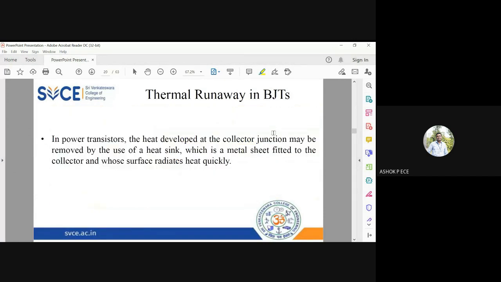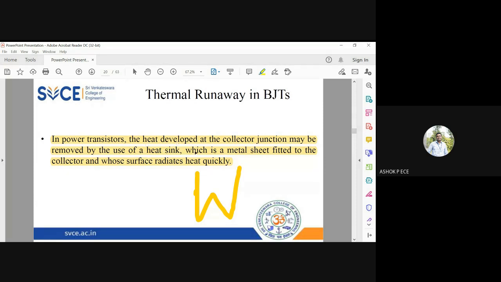This is for a normal transistor. If you are using a power transistor, the output power will be in the order of watts. So enormous amounts of heat will be produced in the collector junction, which has to be quickly removed. If the heat accumulates in the collector junction, it will lead to permanent damage to your transistor. So they use an element called a heat sink.